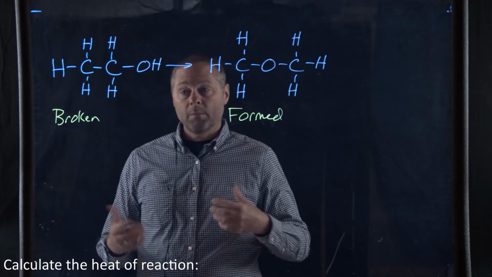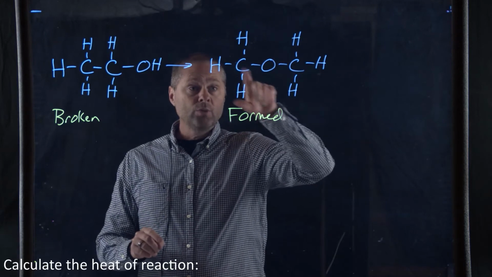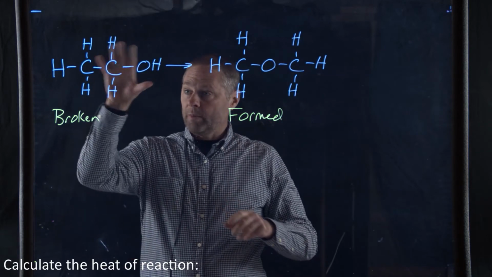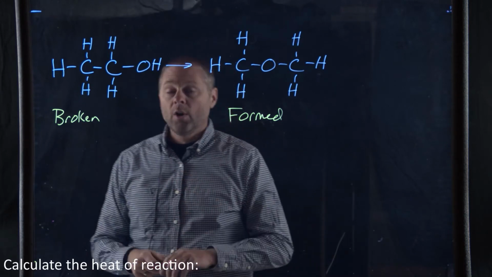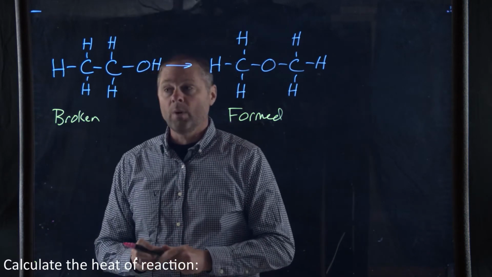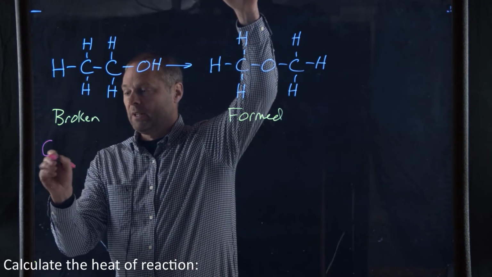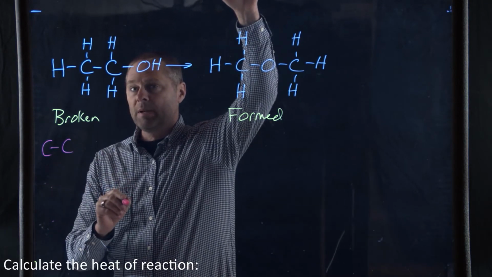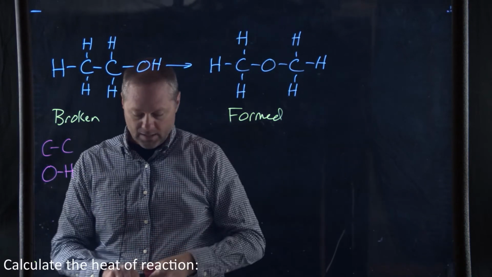Once again, we're going to be looking at a bond enthalpy problem where ethanol is going into dimethyl ether. So we're going from ethanol to dimethyl ether. And what we want to do here is, once again, look at what bonds are being broken and what bonds are being formed. So over here, a carbon-carbon bond is being broken. Likewise, an oxygen-hydrogen bond is going to be broken.